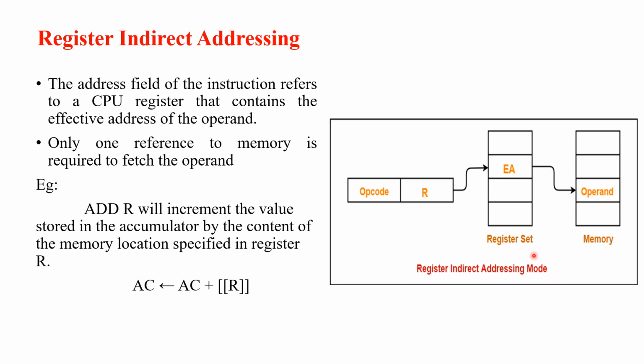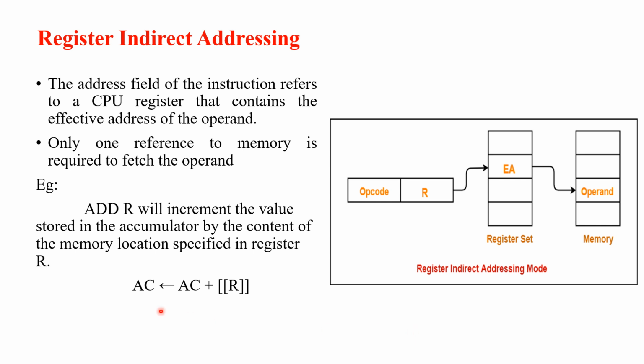In register indirect addressing mode, the address field of the instruction points to a CPU register that holds the effective address of the operand. This means that the actual data is not directly referenced. Instead, the instruction uses a register to indicate where to find the operand. With this approach, we require only one reference to memory to fetch the operand.